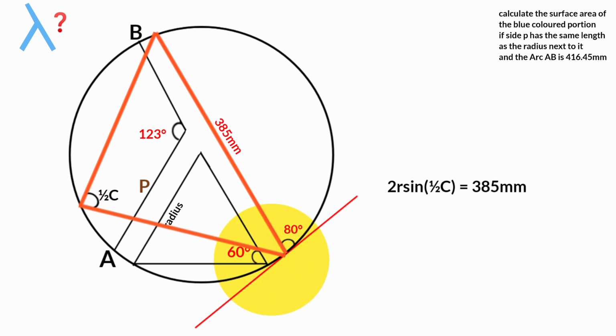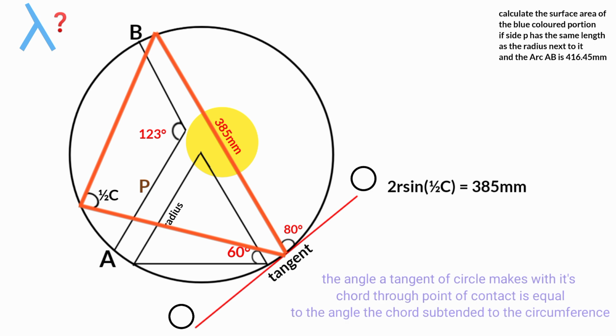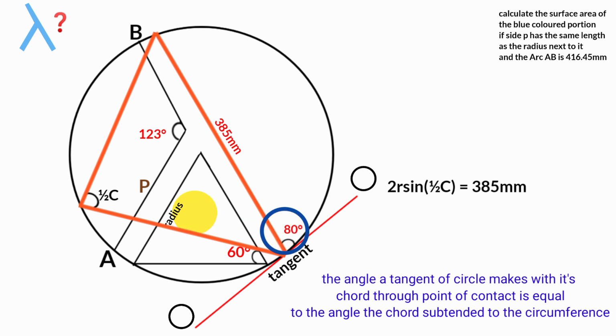Now if you look, this line here is a tangent to the circle at this point here, and it is intersecting with this chord here. There's another rule from the circle that the angle between a tangent and a chord through the point of contact is equal to the angle the chord subtends to the circumference. This angle, 80 degrees, is the angle between the chord and the tangent, and this angle is the angle the chord subtends to the circumference. Based on this rule, these two angles are congruent, that is 1 over 2c equals 80 degrees.